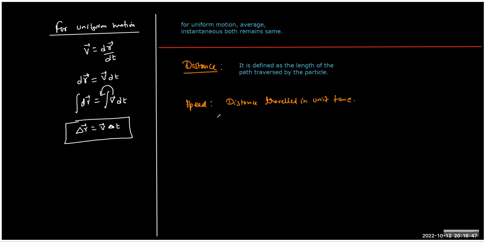Now, when you try to put something mathematically, you have to say which value you want to explain. So we have average speed. What is the formula for average speed? Tell me. Total distance upon total time. Exactly.